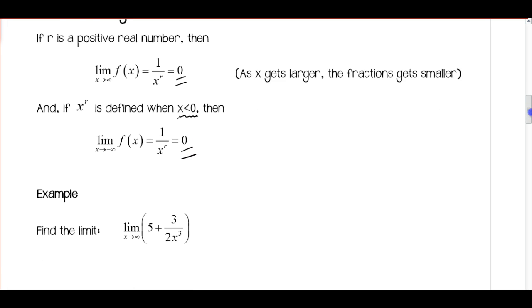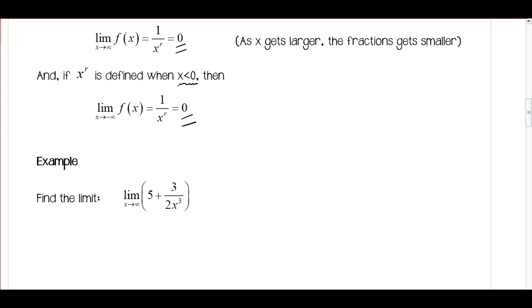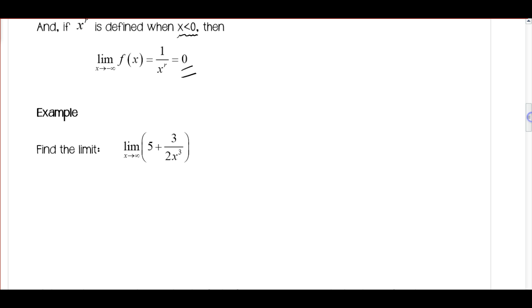So what we want to do is change our functions, using our properties of limits, into forms of fractions that we can find the limits of. Let's take a look at this first example. I'm going to rewrite this using my limit properties. I've got the limit as x approaches infinity of 5, plus 3/2 times the limit as x approaches infinity of 1 over x cubed.